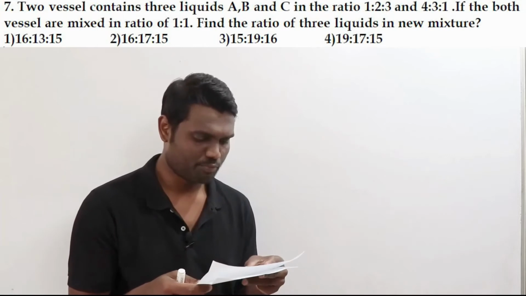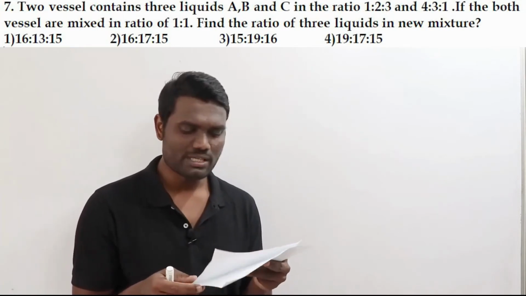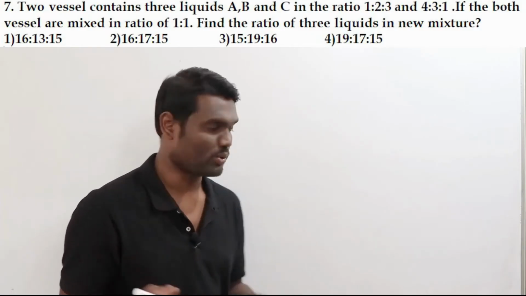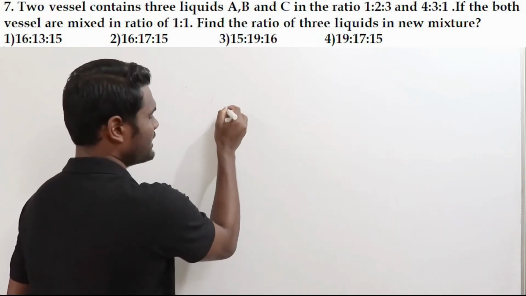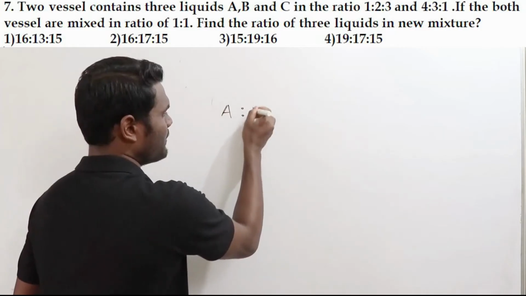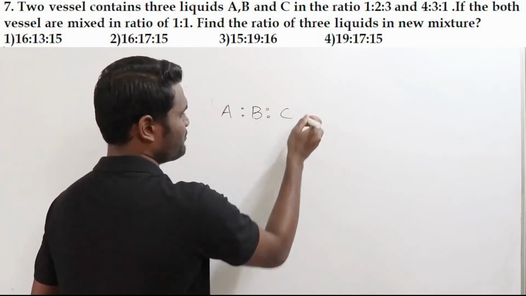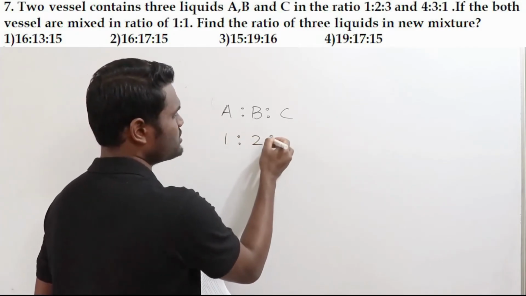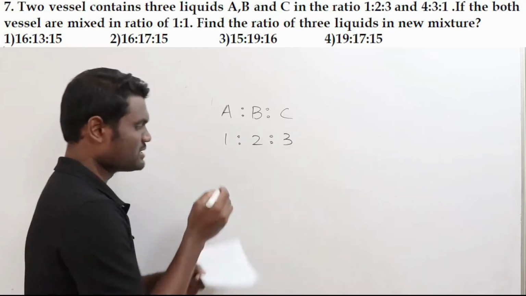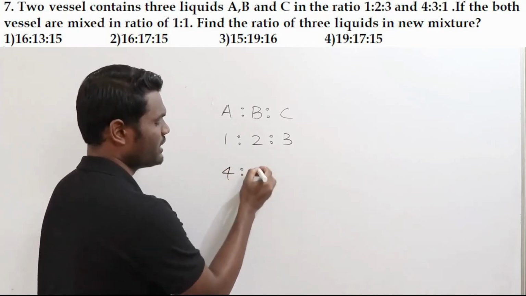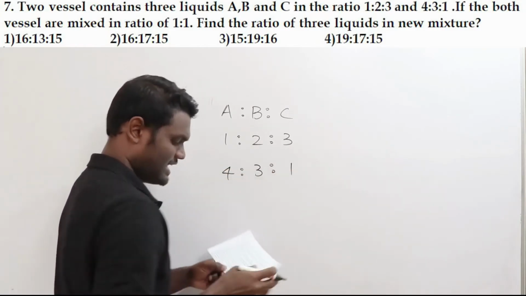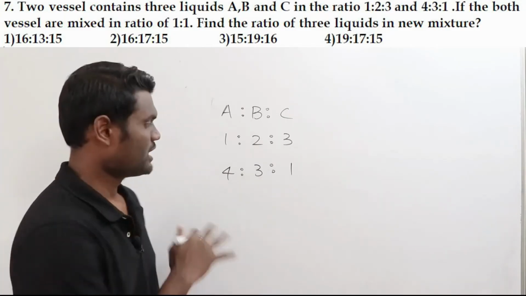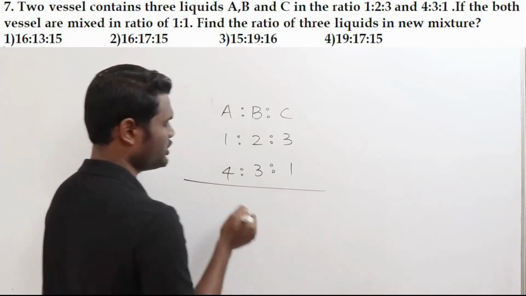Let us look at the next example. Two vessels contain 3 liquids A, B, C in the ratio 1:2:3 and 4:3:1. So you have two vessels with mixture A, B, C. In the first vessel, it is in the ratio 1:2:3. In the next vessel, the ratio is 4:3:1. If both the vessels are mixed in the ratio 1:1, find the ratio of 3 liquids in the new mixture.